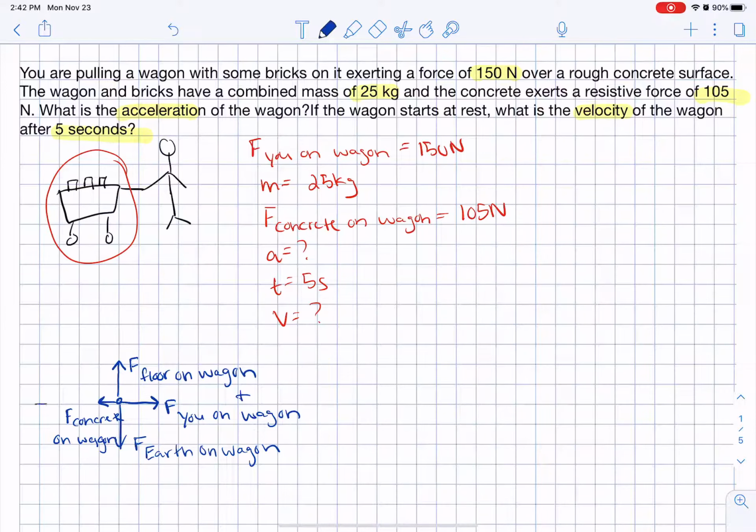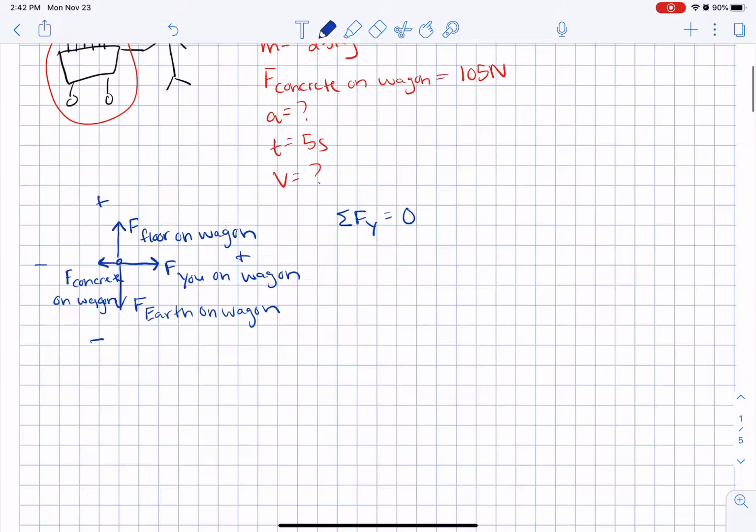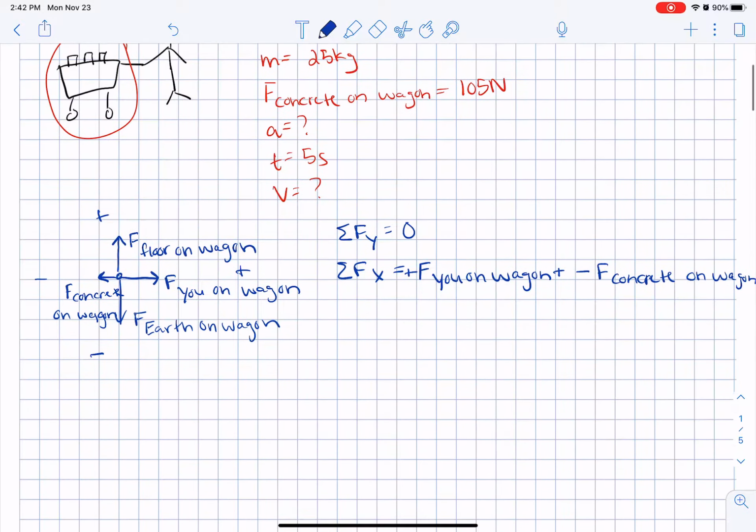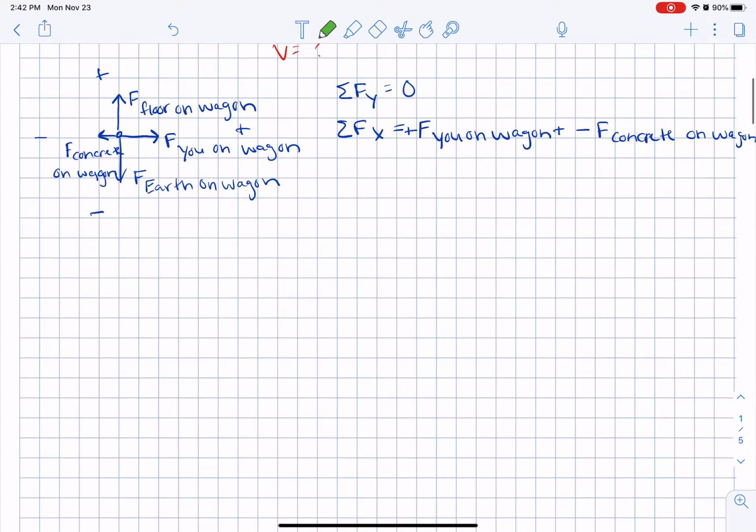I'm going to add my positives and my negatives. And we notice that in the y direction, the sum of the forces is 0, right? The force the earth exerts and the force the floor exerts balance out completely. So we don't have to worry about that. The sum of the forces in the x direction, however, does not. So I'm going to say the sum of the forces in the x direction is the force you exert on the wagon, and that's positive, plus negative force concrete on wagon. So now I have a sum of the forces statement. So I should be ready to move on to using my Newton's second law.